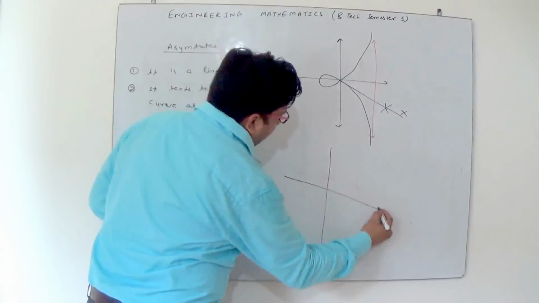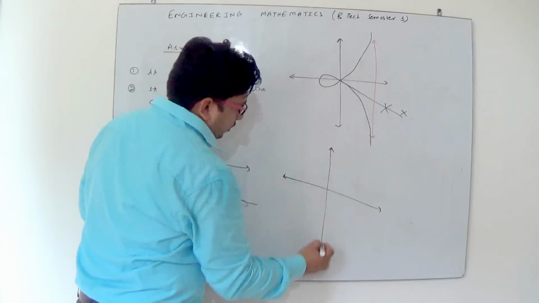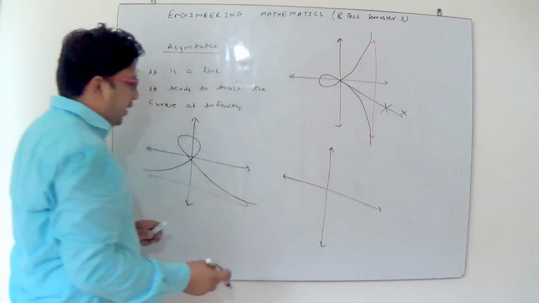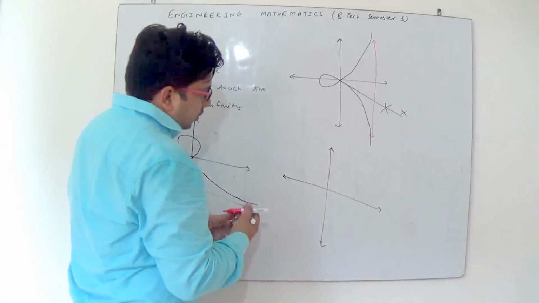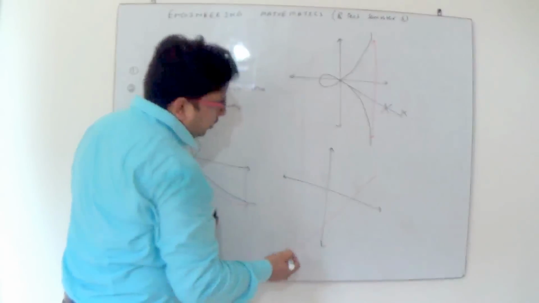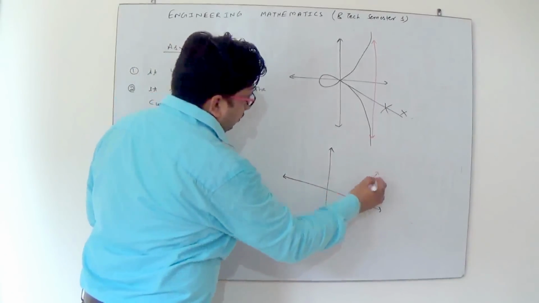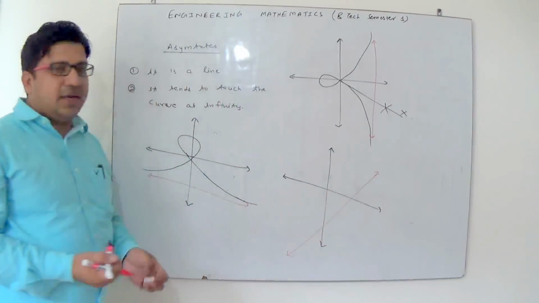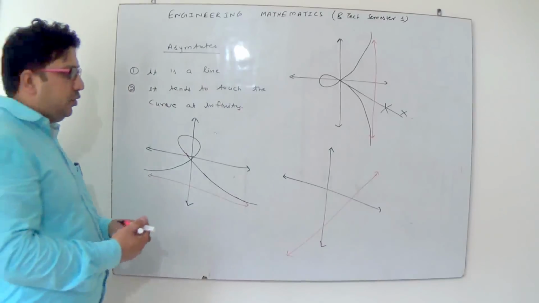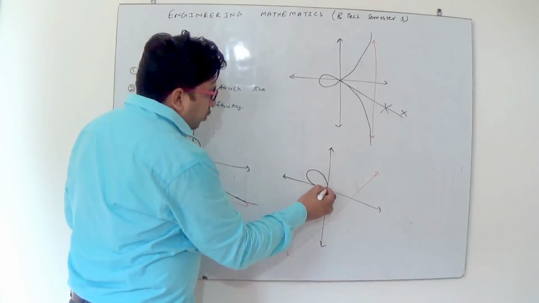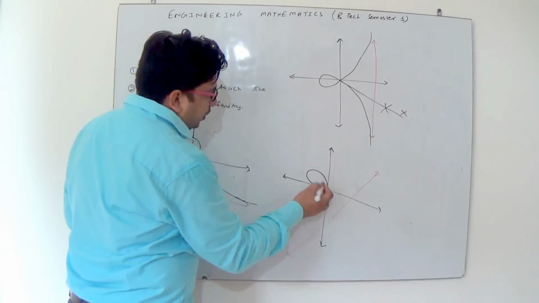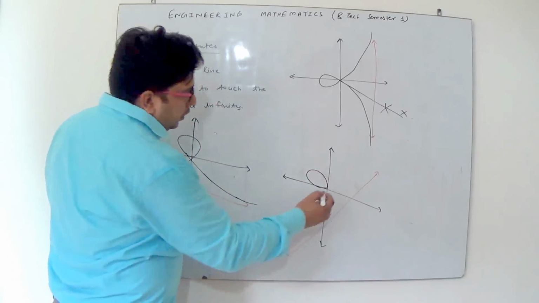Similarly, I can have a third type of asymptote. This was the asymptote parallel to the y-axis. This was the asymptote parallel to the x-axis. Let's suppose one asymptote is there which is an oblique one. Oblique, inclined, or slanting asymptote. Let's suppose any curve, I have traced some part of it. Let's suppose this is the curve right now.